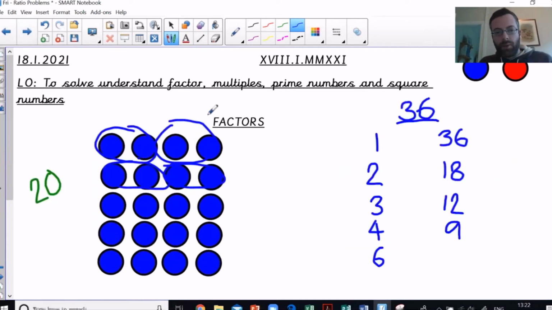Factors are the numbers that you can divide another number by. So on this one of 20, we found that you can divide it in 4s, and that pair is 5. You can divide it by 20 and 1. You can divide it by 2 and 10. You could divide it by 4 and 5. And then we looked at 36, and you can divide that by 1 and 36, or 2 and 18, or 3 and 12, or 4 and 9.